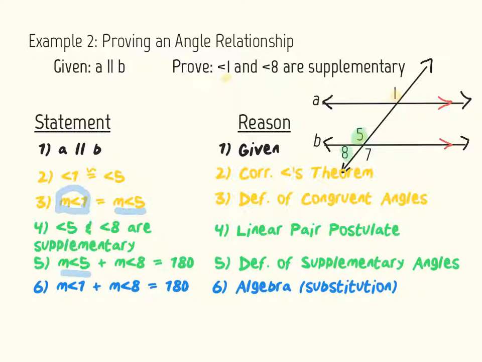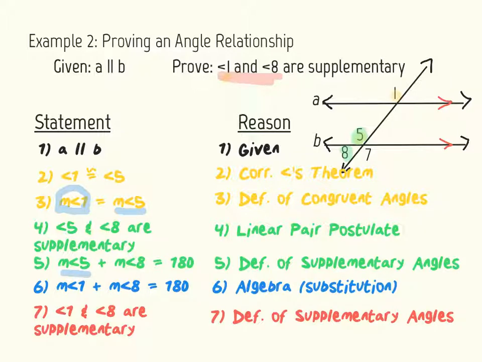So my last step, hopefully I can get to what I want to know, which is to say that angle 1 and angle 8 are supplementary. And I can make that jump because 1 plus 8 is giving me 180 degrees. So I can make that final jump. So we say angle 1 and angle 8 are supplementary by definition of supplementary angles.